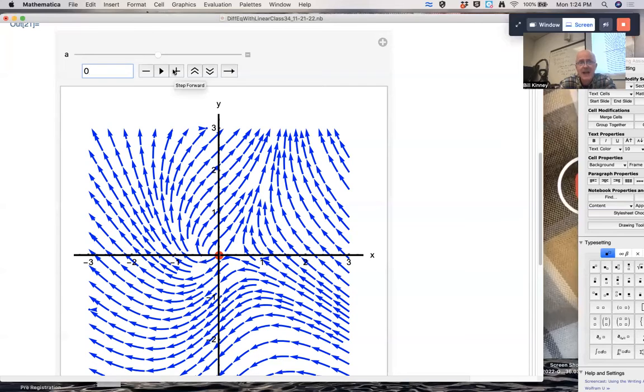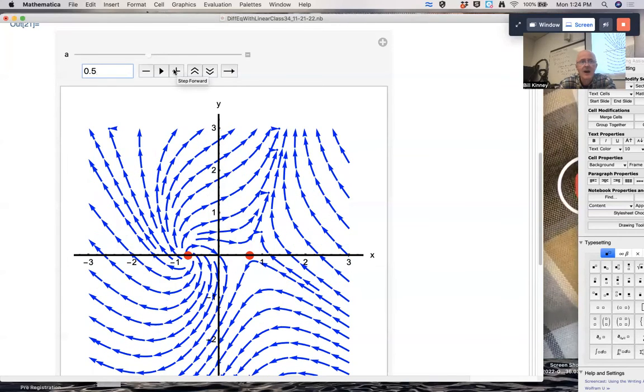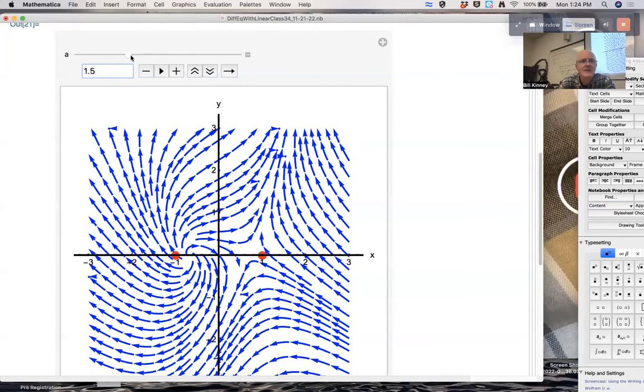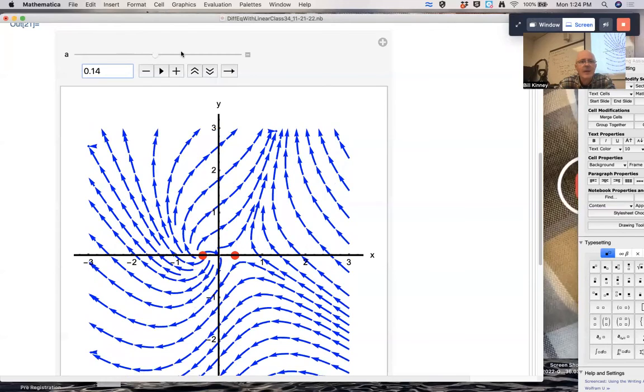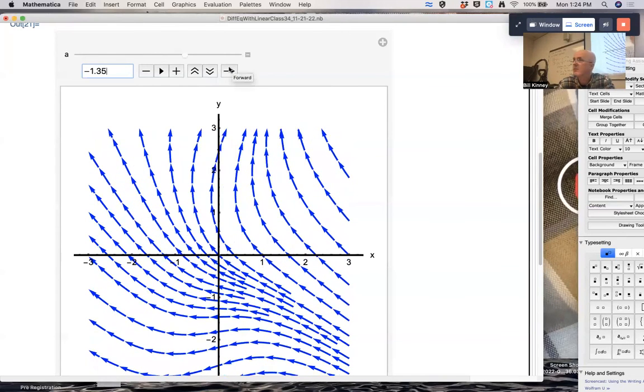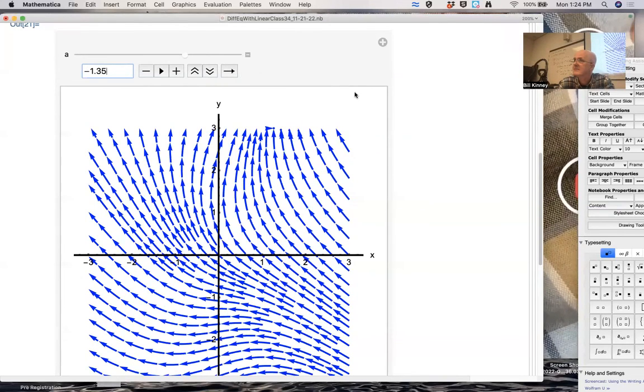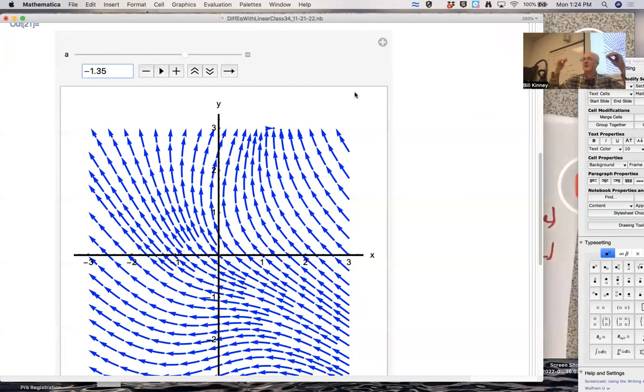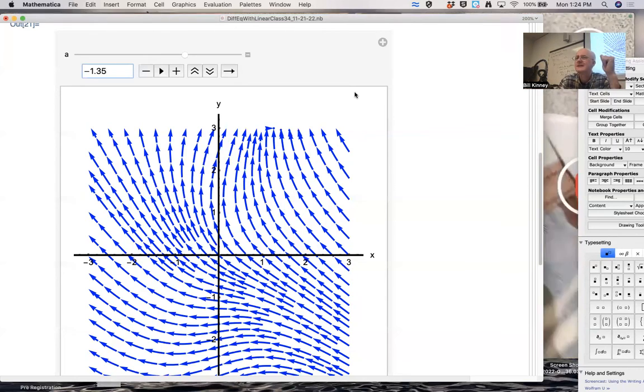When a is negative, then, why is it going backwards then? When a is negative, there's no more equilibrium points. So bifurcation has occurred. It's like the equilibrium points are matter and antimatter. They've come together. They've annihilated each other. Is that really an application? No, it's just for fun. Okay, it's just pretend.